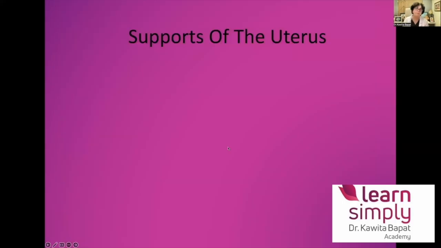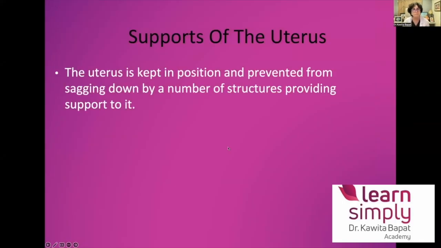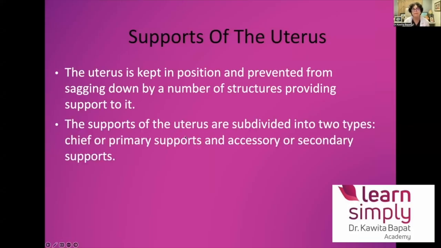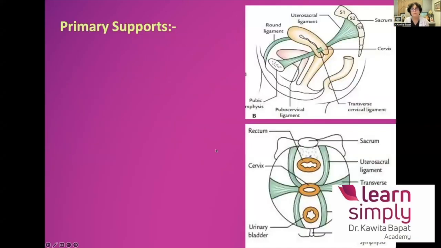Now the important point: what are the supports of the uterus? The uterus is kept in position, to prevent it from sagging down, by a number of structures providing support. See, the uterus is there, it can be mobile, but it needs support. So it is subdivided into 2 types: primary support and secondary support. Now, what is the primary support? Number 1 is muscular, that is the pelvic diaphragm. Number 2 is the perineal body and urogenital diaphragm.